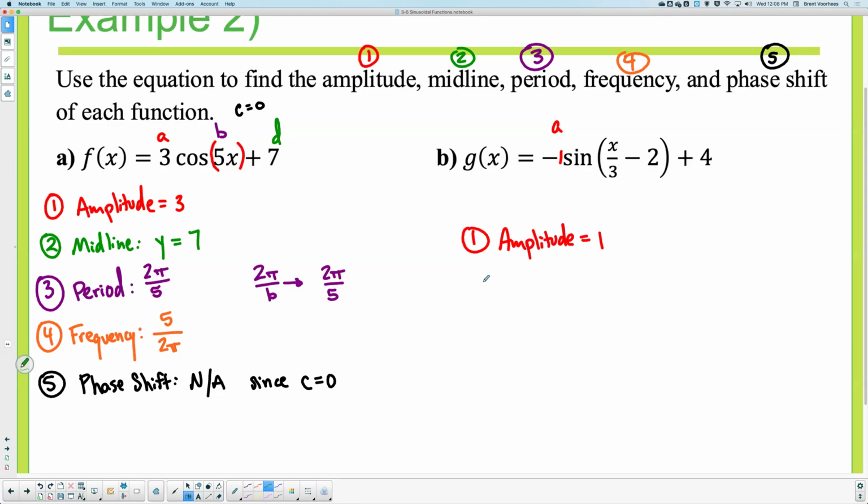Good. What about the midline? Y equals 4. Y'all are catching on great and quick. This comes from which letter in the equation? D. Good. 3, the period.